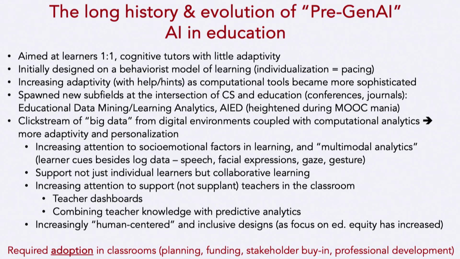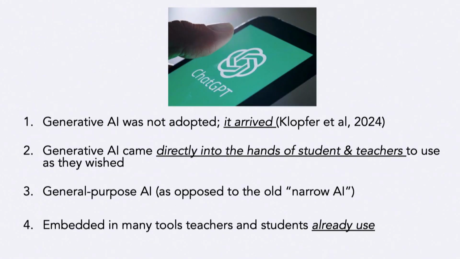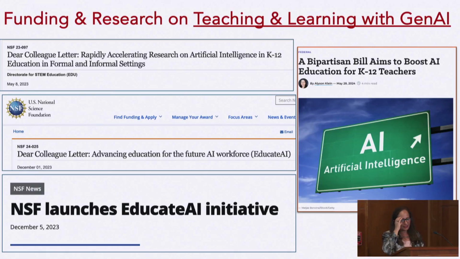They require adoption in classrooms, planning, funding, stakeholder buy-in, professional development, which is distinct from what happened with generative AI. It was not adopted, it arrived, as Klopfer and Reich and others at MIT have said. Generative AI came directly into the hands of students and teachers to use as they wished. It's more general purpose as opposed to the old narrow AI, and it's embedded in many tools that students and teachers already use, like Google Classroom or Gmail and things like that. And NSF has come out with targeted calls for proposals to basically examine teaching and learning with generative AI in particular.